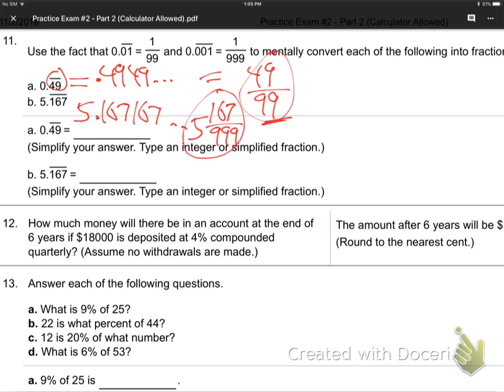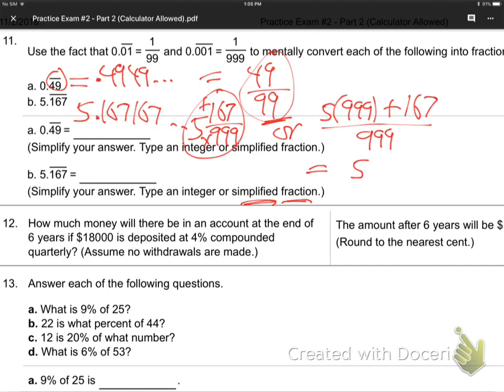So you can do it that way, or if they want you to make it a mix, I guess they want a simplified fraction. So you're going to need to multiply the bottom and add the top. So 5 times 999, add the top, 167. And that'll still be over the same denominator. It's going to be 5162 over 999. There it is, 5162 over 999.